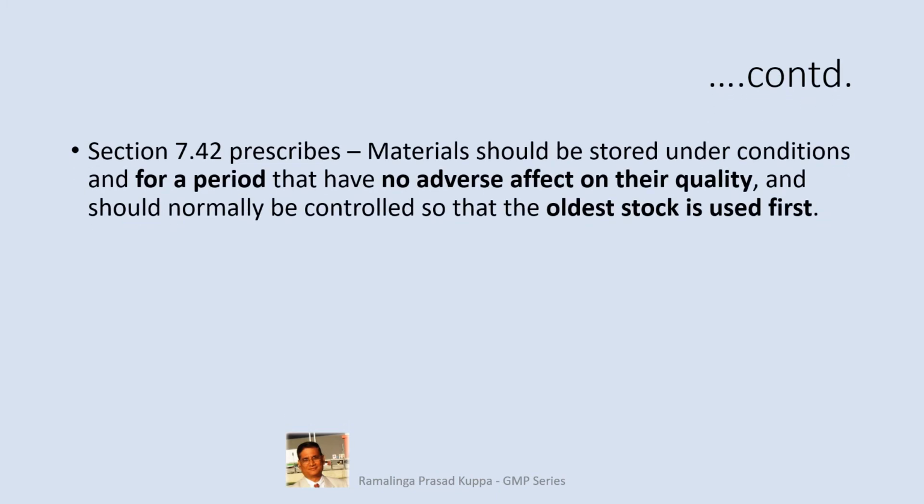Section 7.42 prescribes materials should be stored under conditions and for a period that have no adverse effect on their quality and should normally be controlled so that the oldest stock is used first. If the materials are stored as per sections 7.40 and 7.41, the materials will not have adverse effect on their quality. There should be a system on usage pattern of the materials. Let us see.